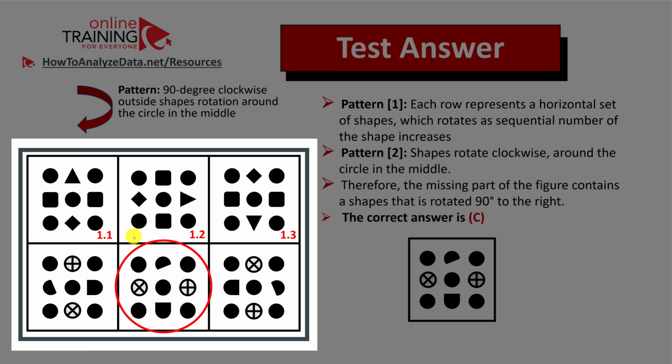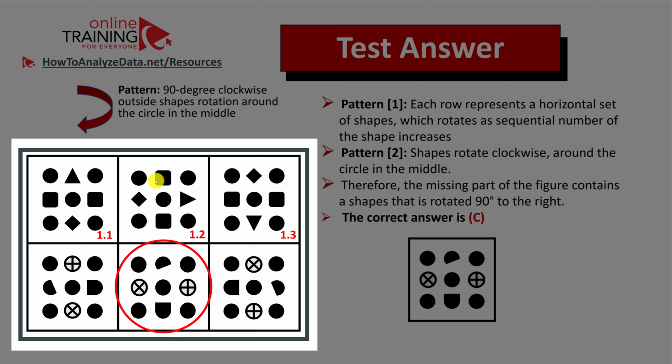Now let's look at pattern 2. And pattern 2 represents 90-degree clockwise outside shape rotation around the circle in the middle. As you can see, there is always a circle in the middle, and the outside shapes rotate around this circle. So let's follow the triangle. Let's look at the first shape. Here the triangle points to the top.